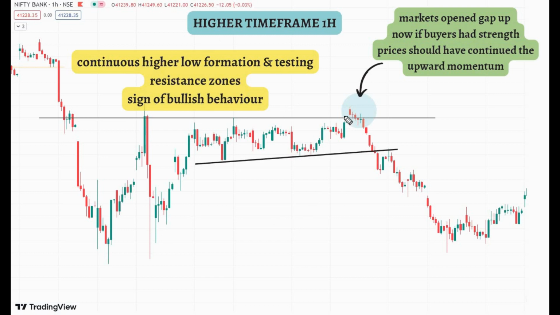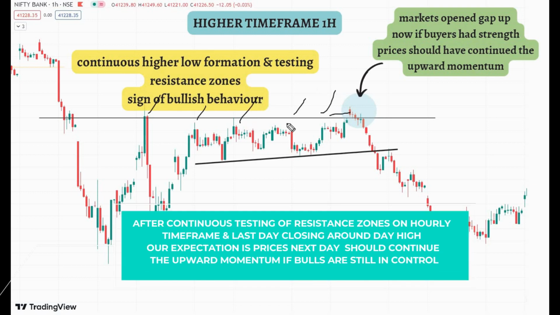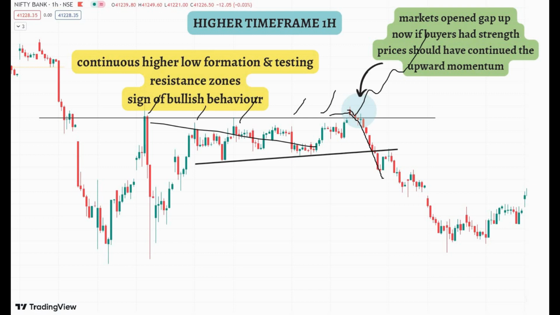See, prices opened gap up, and since resistance is continuously getting tested, it indicates that bulls are very much in control, and now this resistance is broken and prices will continue the upward momentum. But what happened? Prices reversed very aggressively towards the downside. So how could we trade this kind of setup? We will look into a lower time frame like 5 minutes on intraday, so we could find low risk, high reward trade setups. First of all, we will shift to the lower time frame, that is 5 minutes.